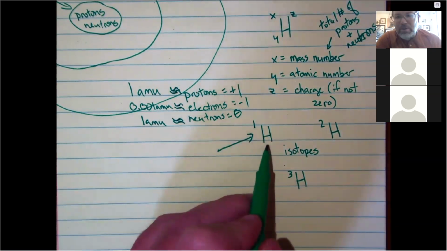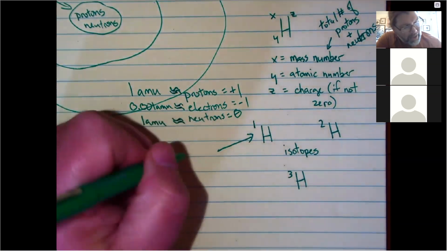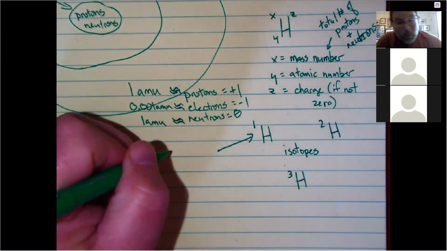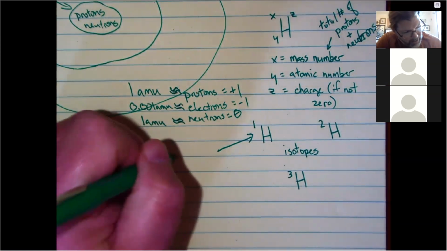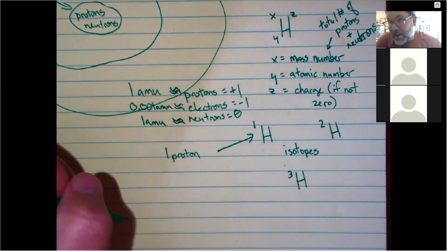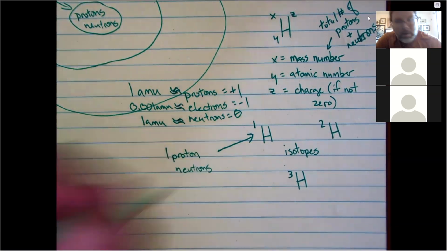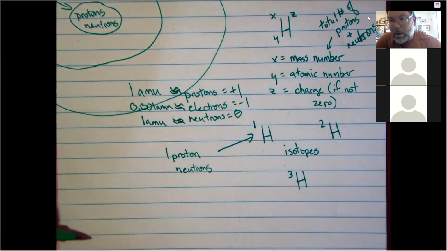So if this hydrogen has 1 for its mass number, and we know that hydrogen being atomic number 1 has exactly 1 proton in it, how many neutrons does that hydrogen have to have? Rudy says 0. Rudy is correct.